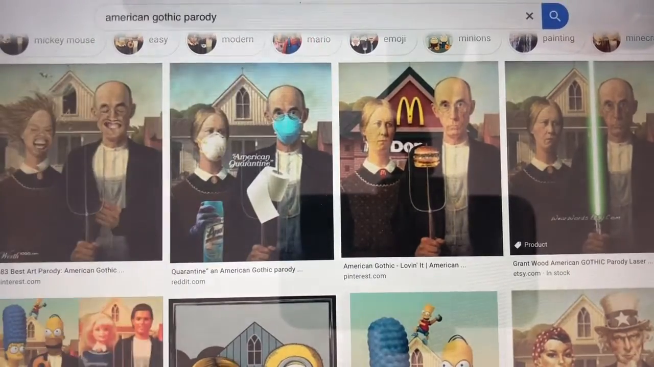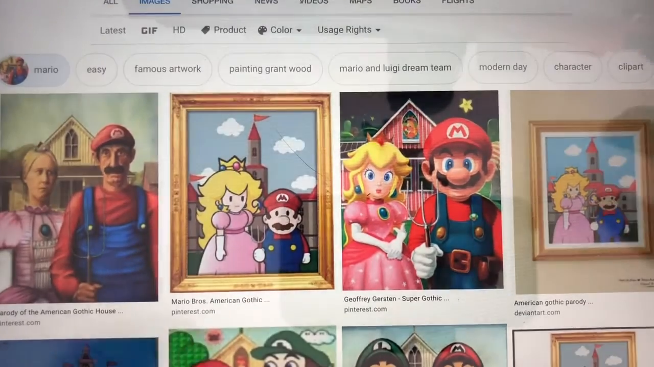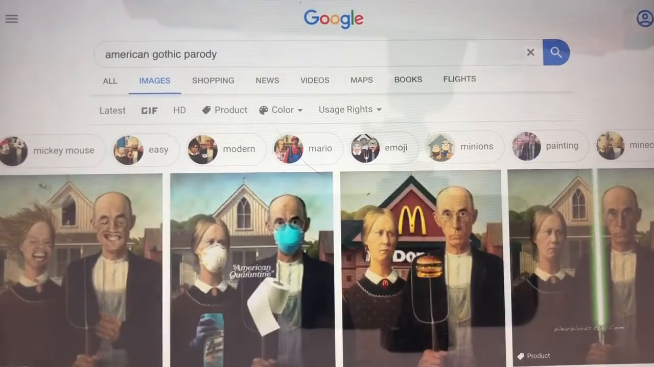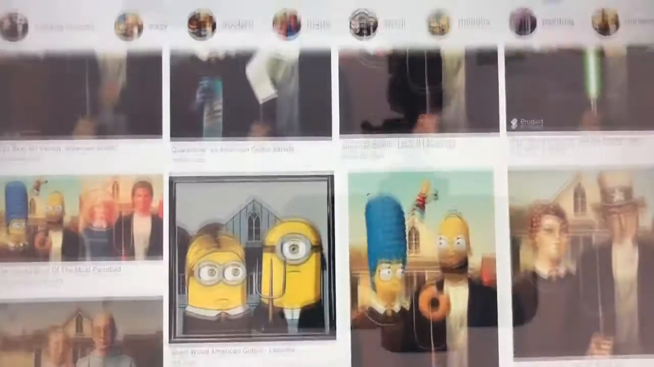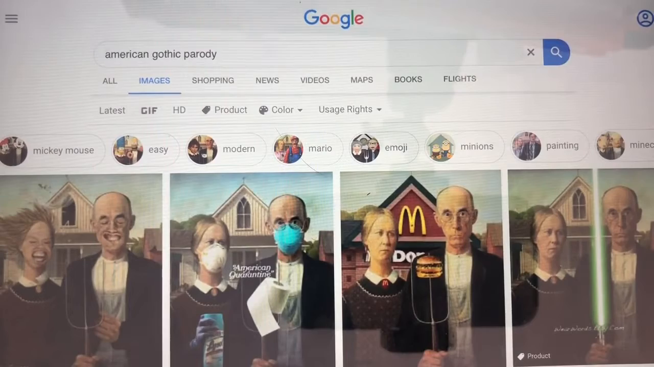What if you wanted to do Mario? Maybe Mario's your favorite. You can do a Mario version of it. You can have yours be your very own. Now, what if you're looking through this and you're like, I don't like any of these? That's okay. You can use something else.